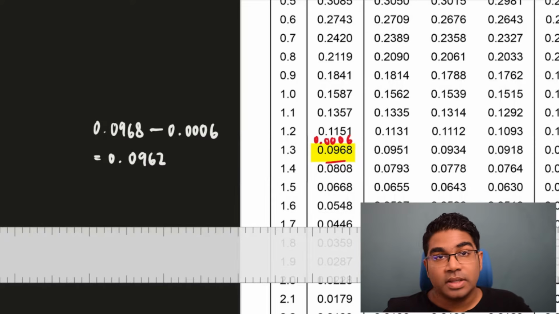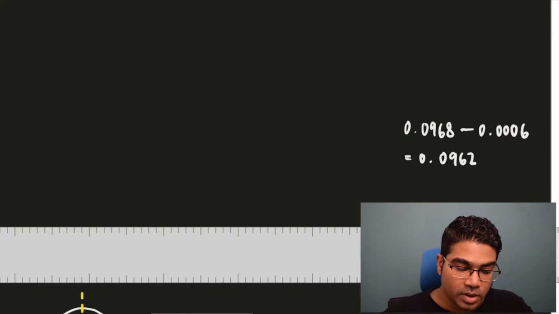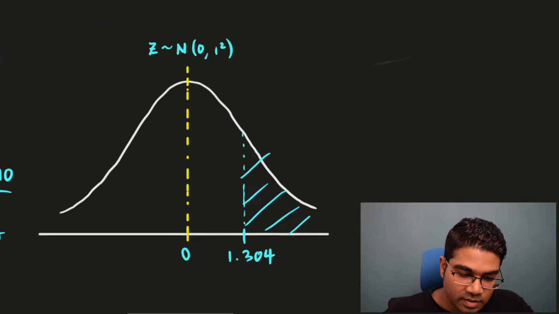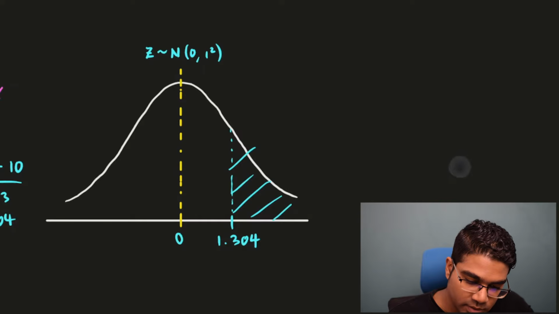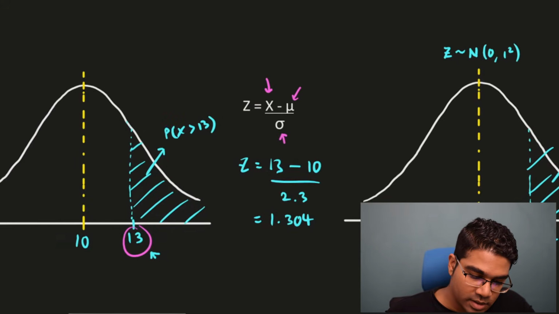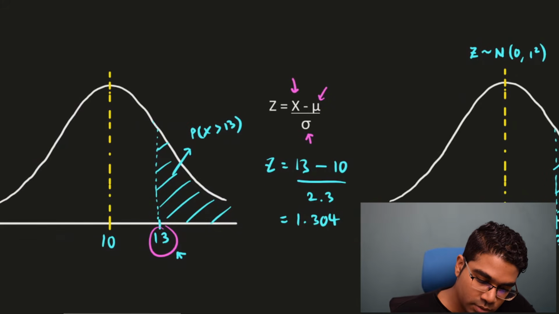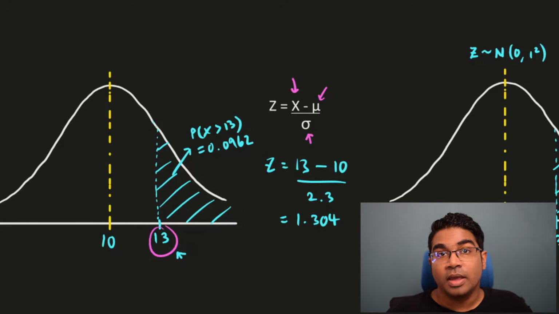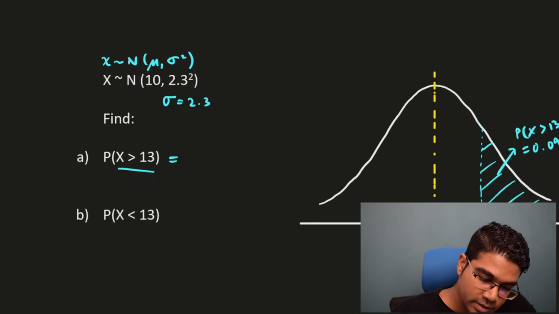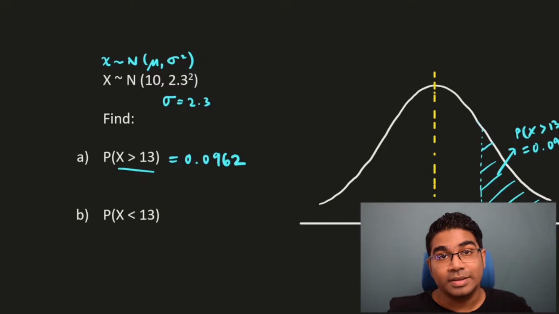This is the probability of Z being greater than 1.304. So when we go back to our table, this area here is actually 0.0962, which means this area is also 0.0962. And that would make the probability of x greater than 13 0.0962.